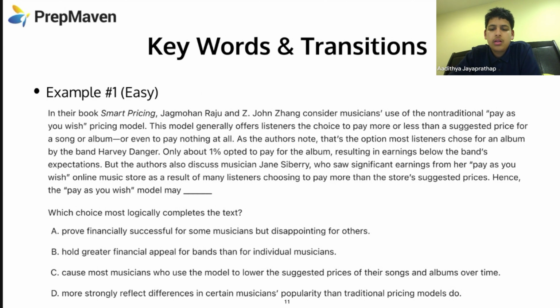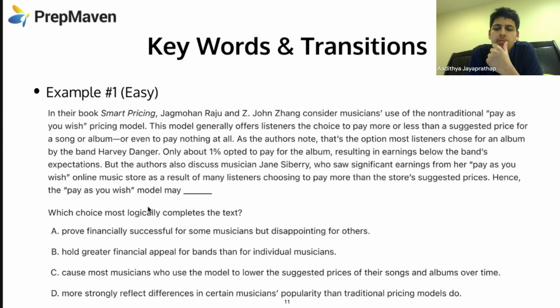So if we come back to this question, we were on C: the pay-as-you-wish model may cause musicians who use the model to lower the suggested price of their songs and albums over time. Well, that could be true. Exactly. Let's say a musician did this model and found most people were only paying $1, then they might set the suggested price at $1, so that people feel like they're doing a good thing. But we can't draw that conclusion from anything in this paragraph. Yeah, that's how that works.